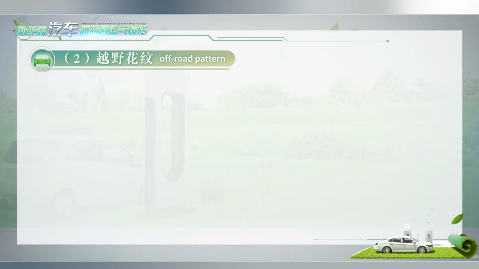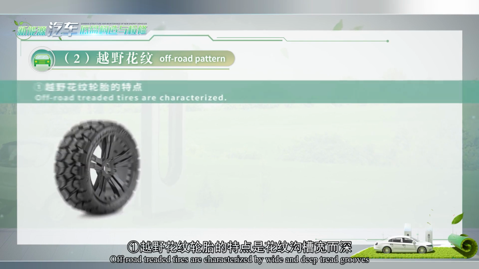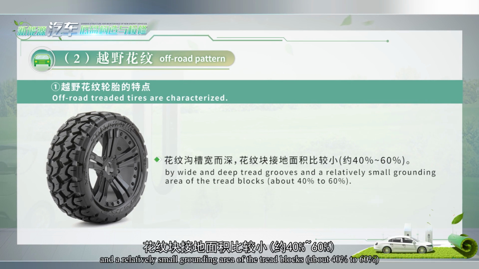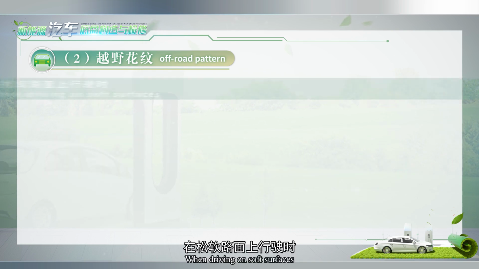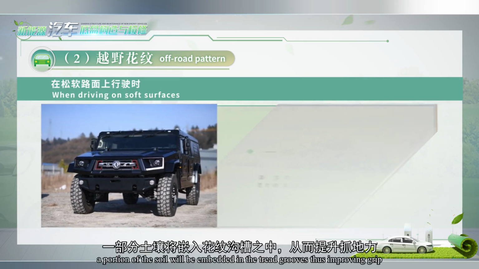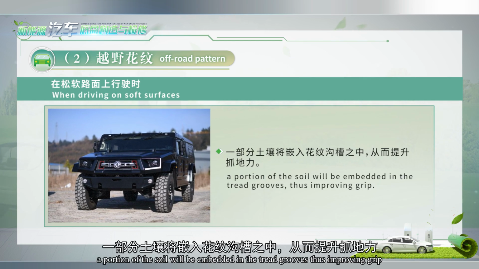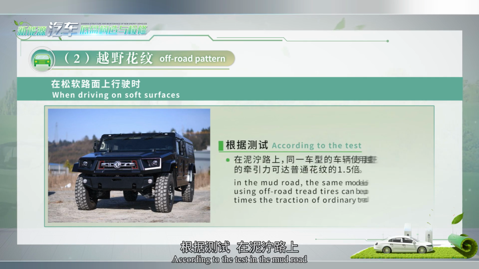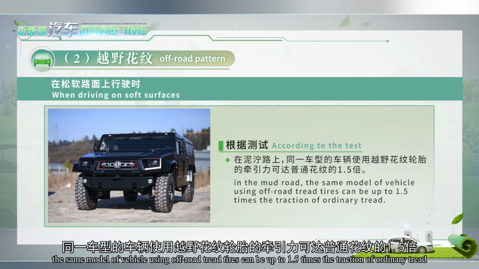Off-road pattern. Off-road tread tires are characterized by wide and deep tread grooves, and a relatively small grounding area at the tread blocks, about 40% to 60%. When driving on soft surfaces, a portion of the soil will be embedded in the tread grooves, thus improving grip. According to tests on mud roads, the same model of vehicle using off-road tread tires can achieve up to 1.5 times the traction of ordinary tread.